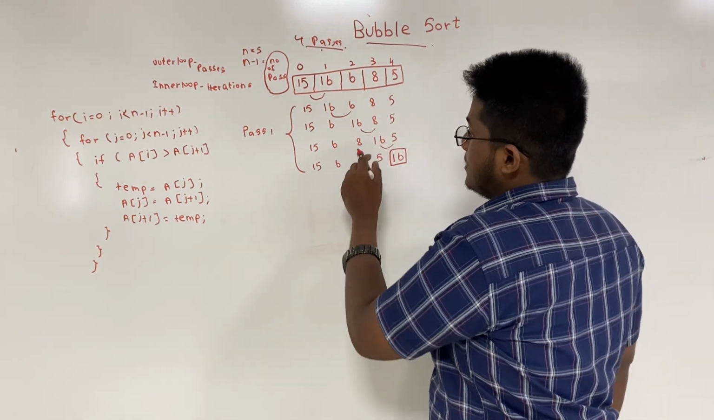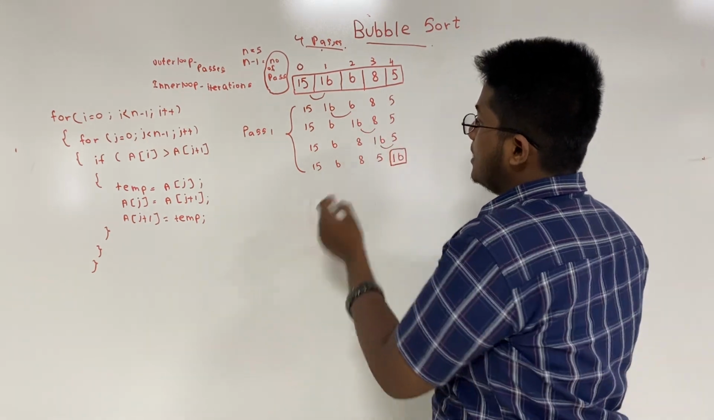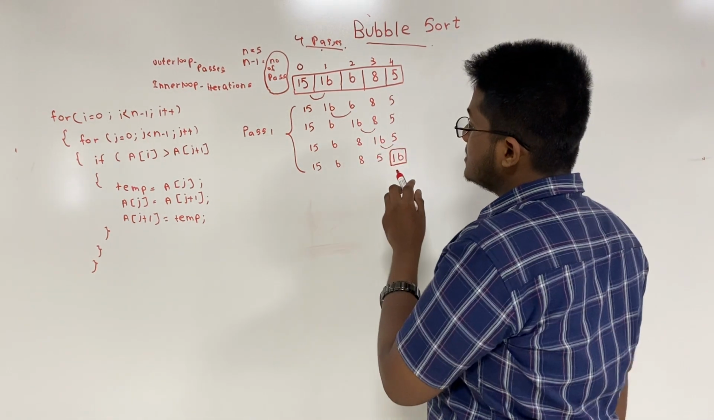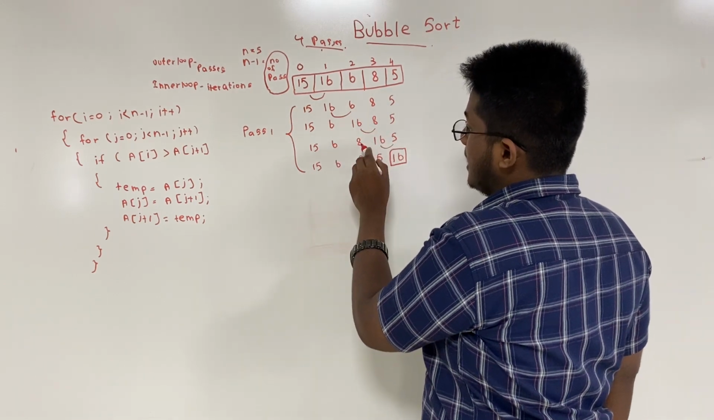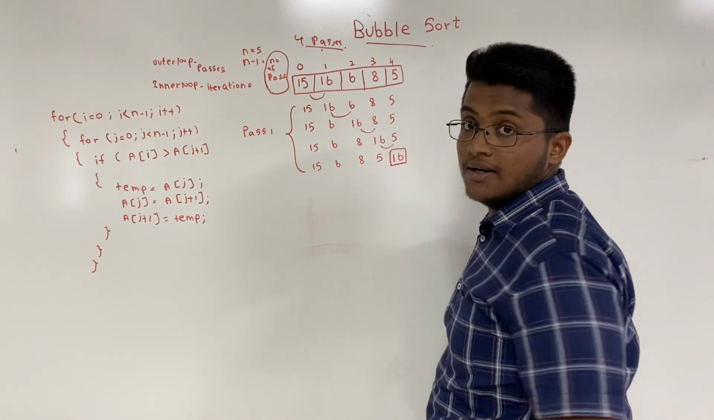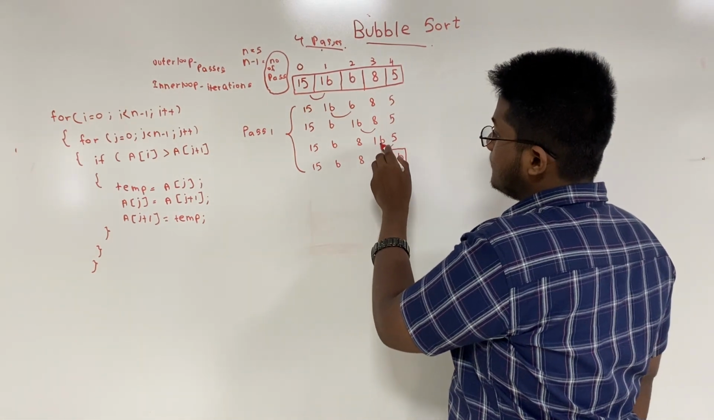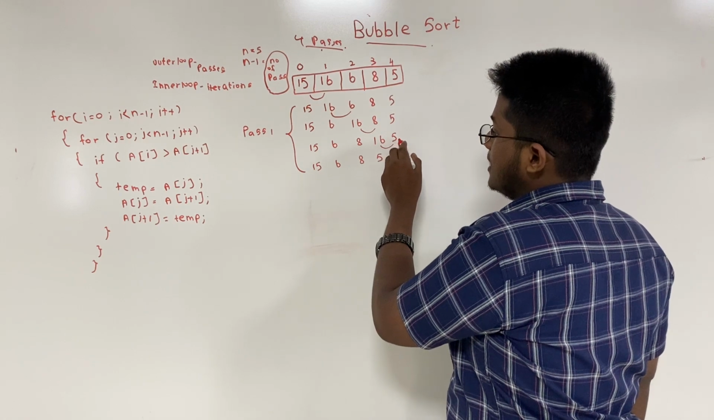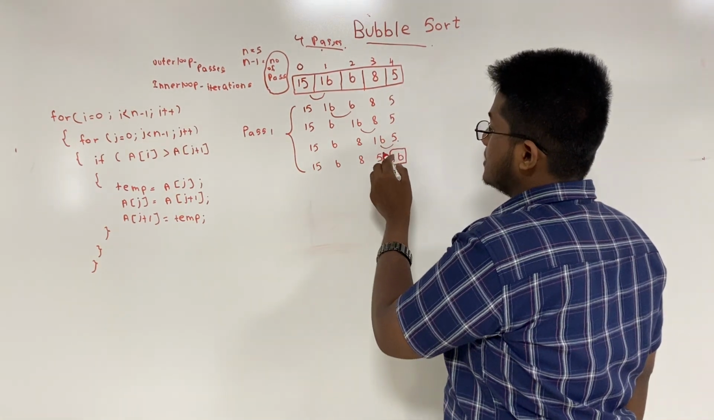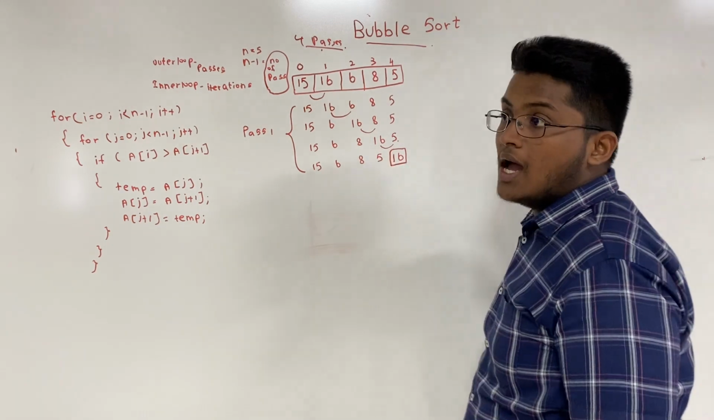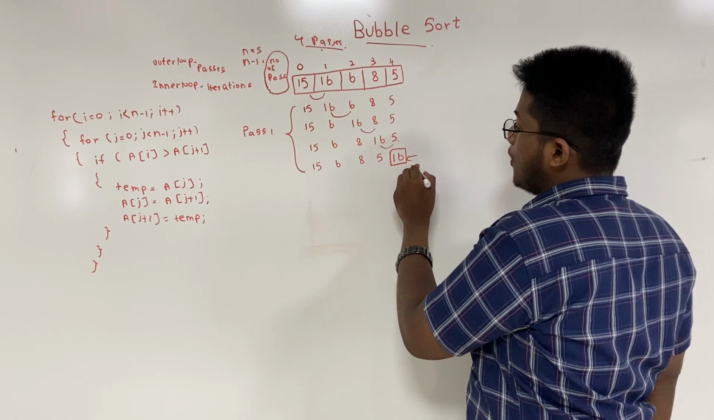Next we are checking 16 and 8. Is 16 greater than 8? Yes. Then again we swap. 8 comes here and 16 comes here. Next we move to the next one: is 16 greater than 5? Yes. Then again we swap. 5 comes here and 16 comes here. And you can see the 16 is now already sorted.